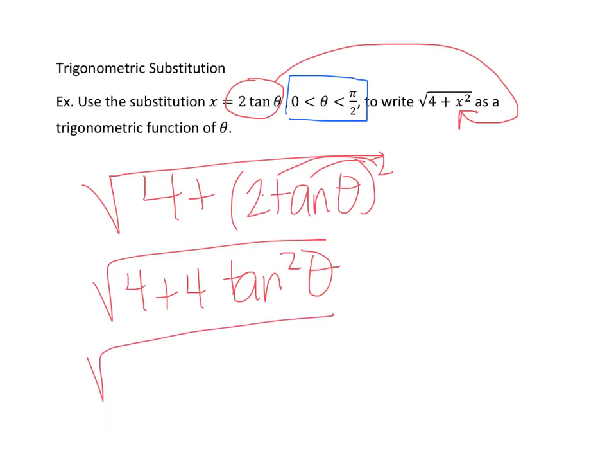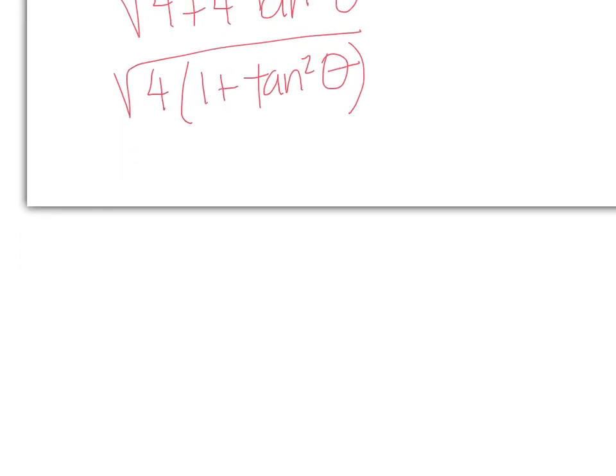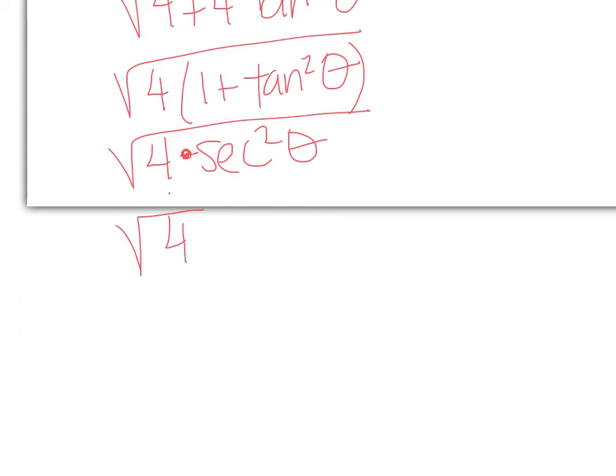They have a 4 in common. I'm going to factor that out. 4 parentheses, 1 plus tangent squared theta. 1 plus tangent squared theta is an identity. So this is 4 times 1 plus tangent squared is secant squared. That's 4 times secant squared theta. Now, since I only have multiplication underneath my radical, I can break it apart. Radical 4, radical secant squared theta. Simplify that. Now I have 2 secant theta.